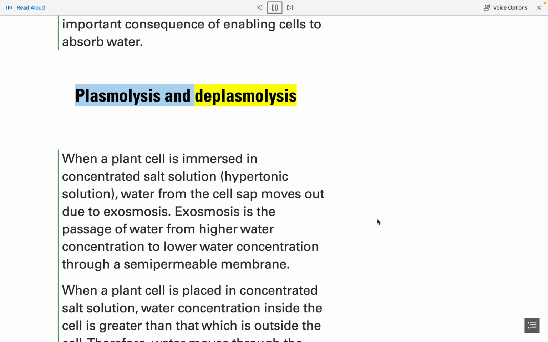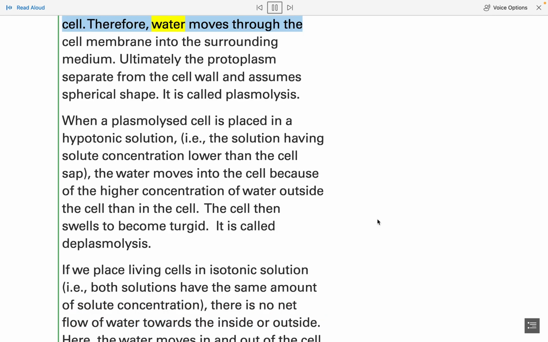Plasmolysis and deplasmolysis. When a plant cell is immersed in concentrated salt solution, hypertonic solution, water from the cell sap moves out due to exosmosis. Exosmosis is the passage of water from higher water concentration to lower water concentration through a semi-permeable membrane. When a plant cell is placed in concentrated salt solution, water concentration inside the cell is greater than that which is outside the cell. Therefore, water moves through the cell membrane into the surrounding medium. Ultimately, the protoplasm separates from the cell wall and assumes spherical shape.